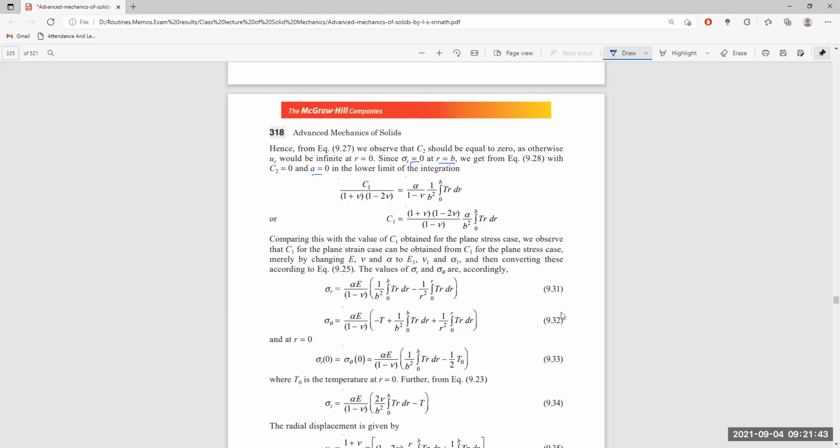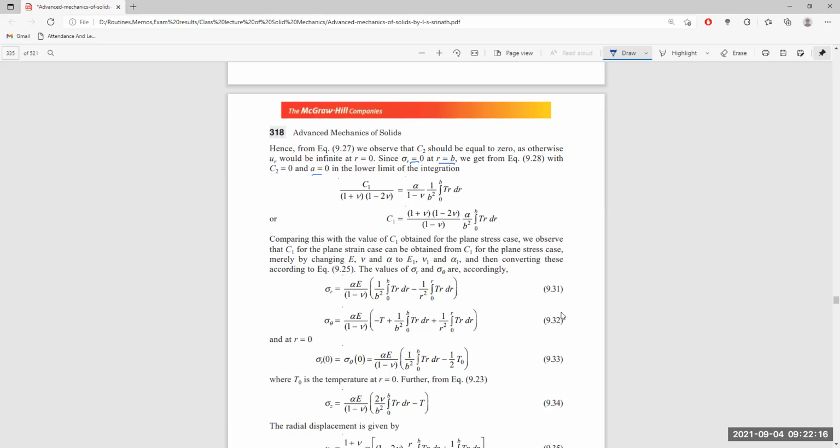It is equal to the integral from 0 to b of T r dr, 1 by b square, and C1 will become 1 plus nu into 1 minus 2 nu into alpha, 1 by b square, and the integration from 0 to b of T into r dr. So C1 will take this particular form: 1 plus nu, 1 minus 2 nu in the numerator, alpha went here, and in the denominator 1 minus nu as it is here, and b square, and this integration of T r dr.